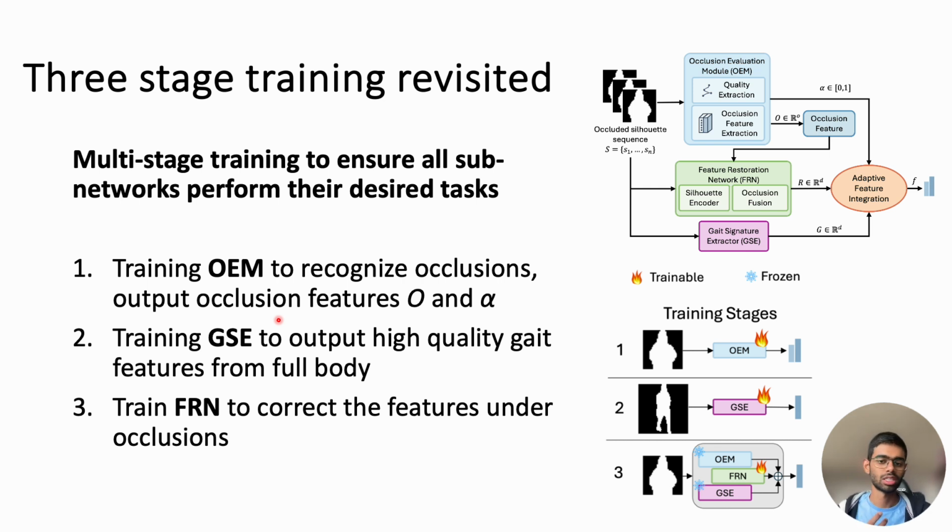Stage 2 is just the standard training of a gate recognition network on full data. So here I've shown that stage 2 also needs full data, and no other networks are used, just the GSE is trained. And in the third stage, we combine all of these components, and then we freeze the OEM and the GSE, and we just train the feature restoration network. So we train FRN to output corrective features which can be merged with the GSE. That's how we train the different modules of the network.